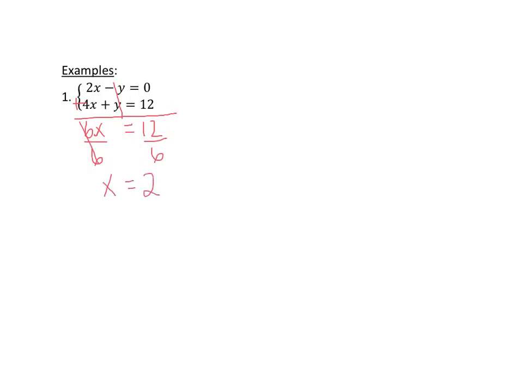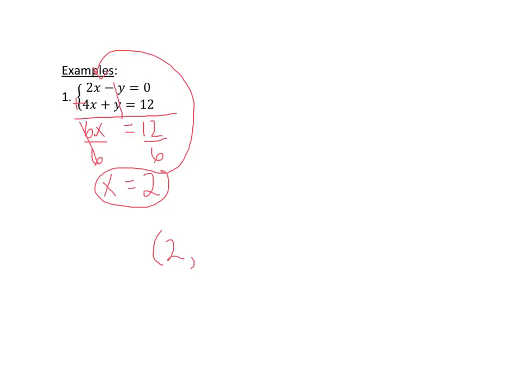Okay, so we're halfway done. We found what our x value is, so I can go ahead and write that in my ordered pair. We know that our x value is 2, so let's figure out what our y value is. Now you can take this x and you can substitute it into any one of these two equations. I'm going to go ahead and substitute it into the top one.